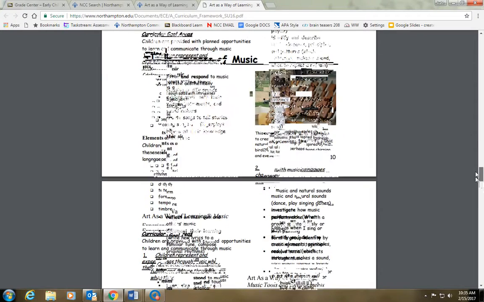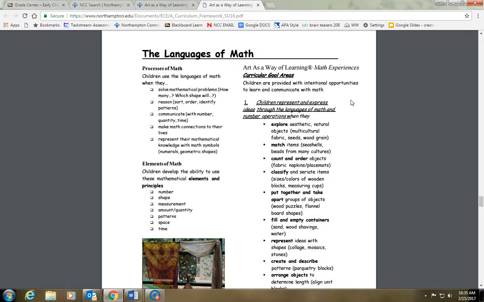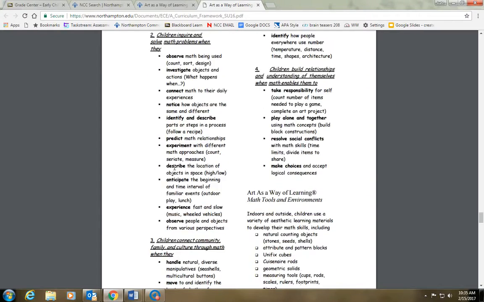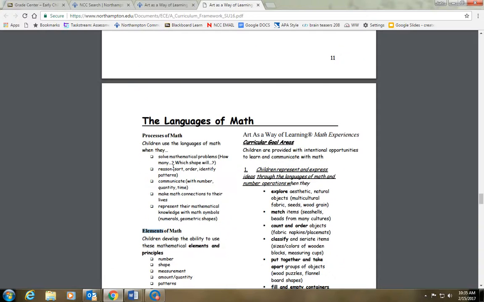because for your purposes for this semester, you're going to plan for math only. Many of your experiences might include singing a song about math, reading a book about math, and having conversations with children. But for your focus, and because you're learning about math concepts and elements, as you see here, the processes and the elements of math, you're going to use this page, so page 12, and page 13 as the pages that you sit down with each time you plan a lesson.